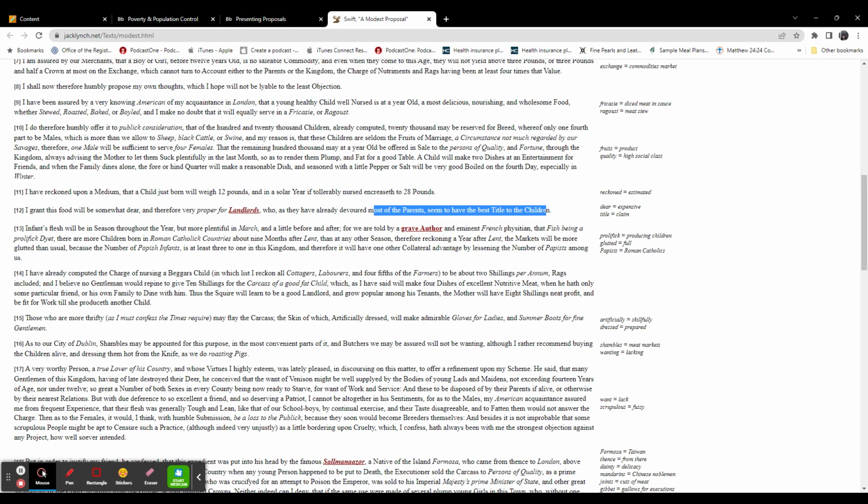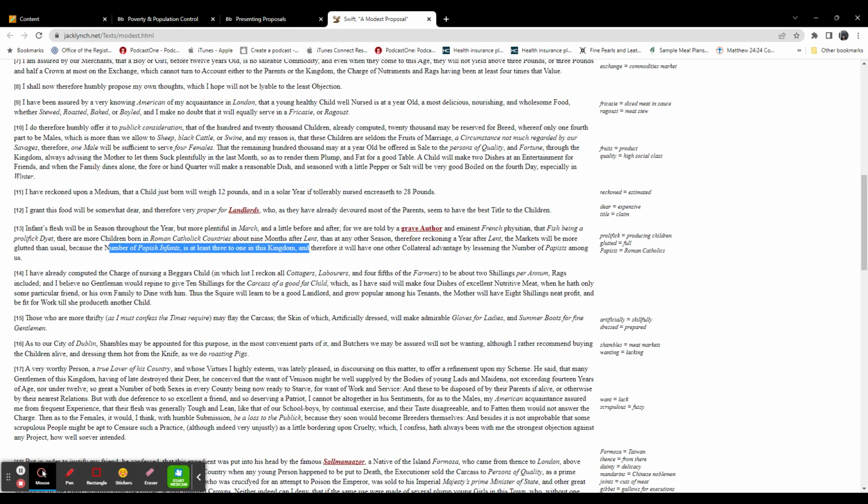Infant's flesh will be in season throughout the year, but more plentiful in March, and a little before and after, for we are told by a grave author and eminent French physician that fish being a prolific diet, there are more children born in Roman Catholic countries about nine months after Lent than at any other season. Therefore, reckoning a year after Lent, the markets will be more glutted than usual, because the number of popish infants is at least three to one in this kingdom, and therefore it would have one other collateral advantage by lessening the number of papists.